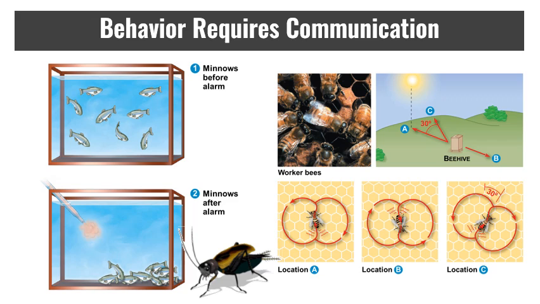Overall, though, behavior requires communication. They generate a signal, that signal generates a response. Boom, you have communication. It might be chemical, like pheromones and the alarm pheromones of minnows. It might be sounds, like the crickets. Or it might be physical structures and behaviors, like the waggle dance of bees. But these are all going to be types of communication.